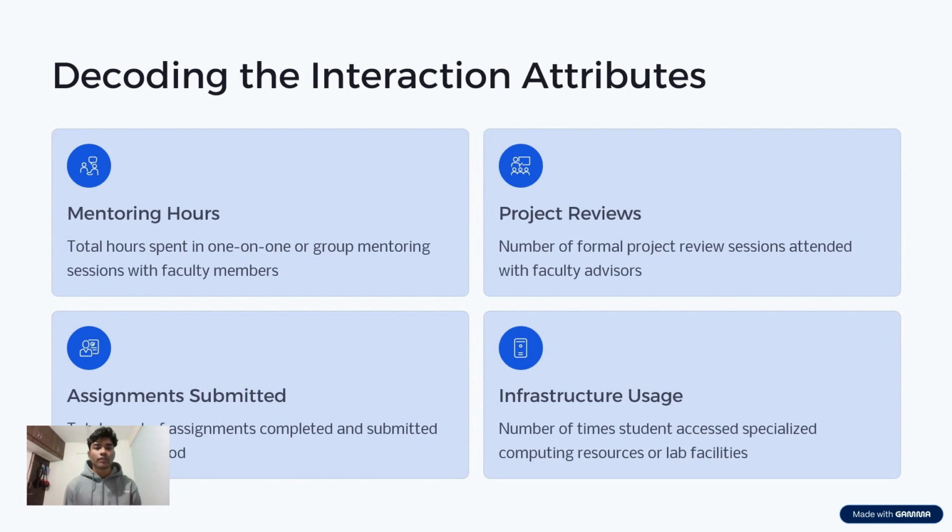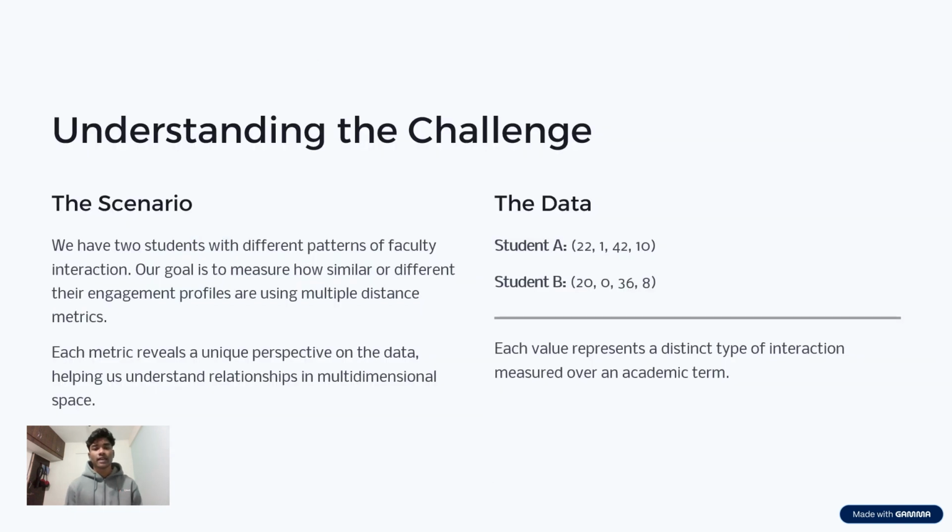Now our data. We are given two students. Student A's data set is 22, 1, 42, 10. For student B, the data set is 20, 0, 36, and 8. Each value represents mentoring hours, project reviews attended, assignments submitted, and infrastructure usage. These four dimensions help us compare their academic engagement.